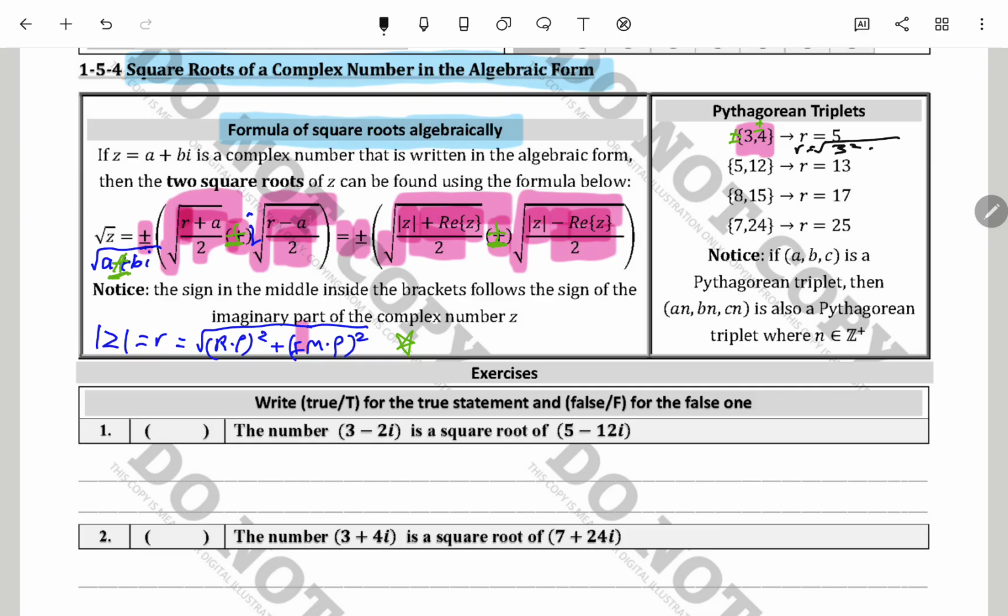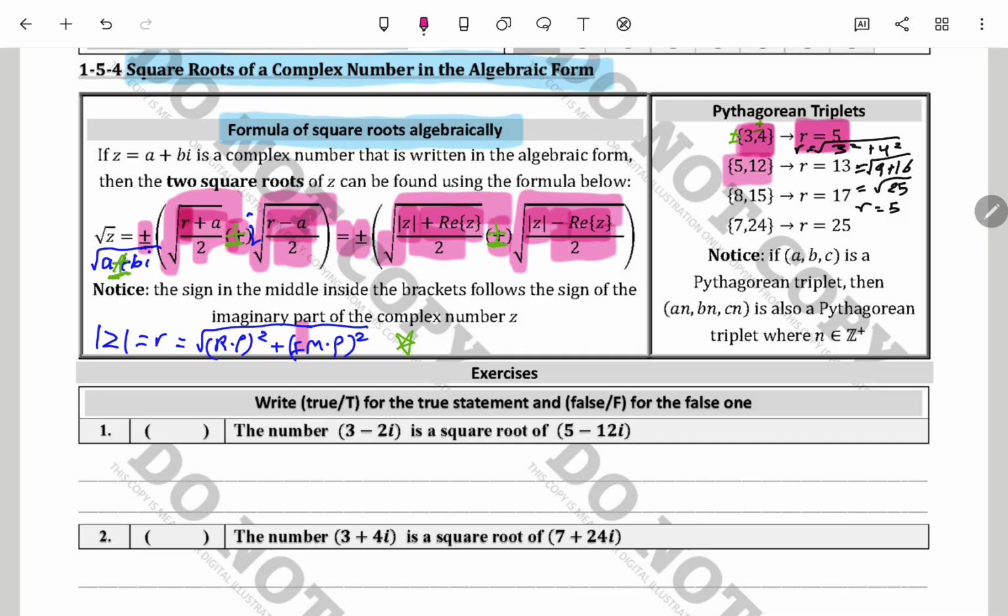So here, r can be calculated using 3 squared plus 4 squared. That will give you r equals the square root of 9 plus 16, which is the square root of 25. So r is 5. So without doing this long formula, if you have 3 and 4, you can quickly say that r equals 5.